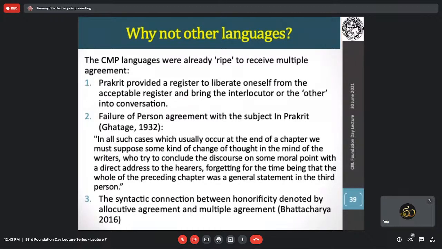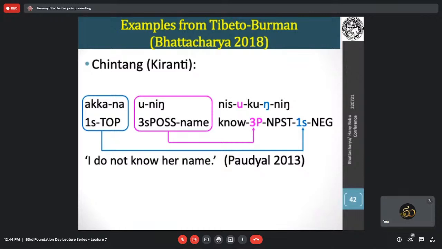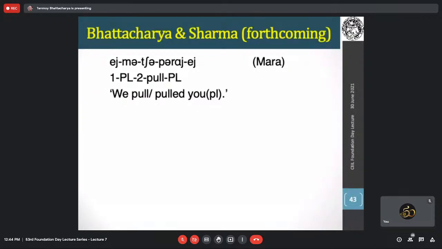Okay, so that rests my case, and just at the end, I'll give you two slides to show why these examples from Tibeto-Burman become important. This is an example from a language in Nepal, Sintang, and from Netra Paudial's PhD. So you can see the same phenomena happening here. On the surface, it may look very similar to the CMP languages of Bihar and the Munda languages of Jharkhand, but not really. And this is our current work, and as I said at the beginning, work with Jyoti Sharma, which will be forthcoming.